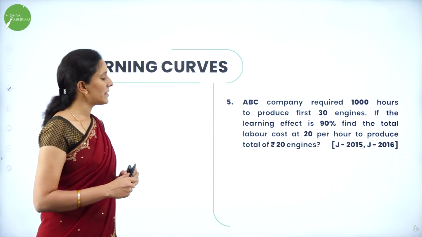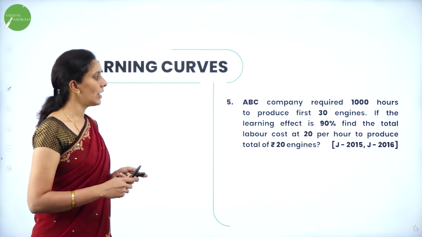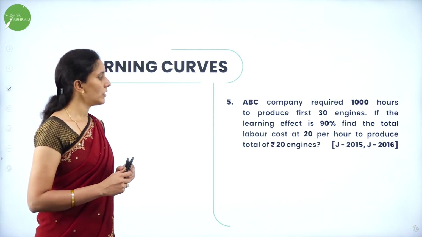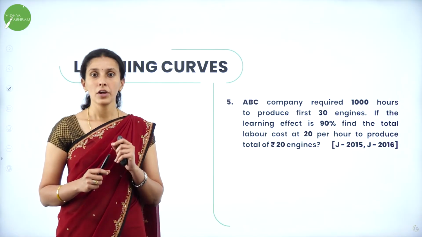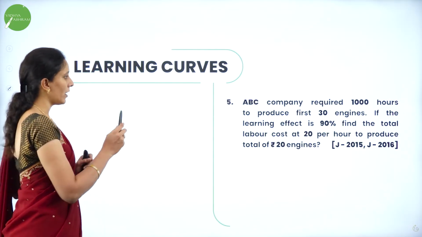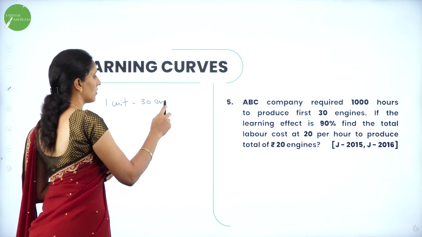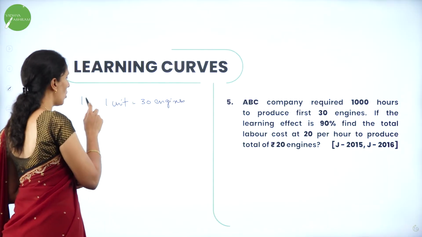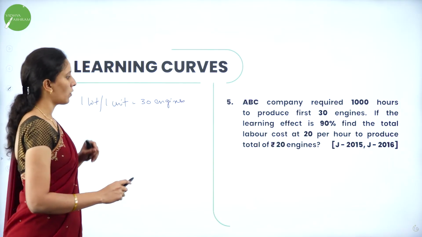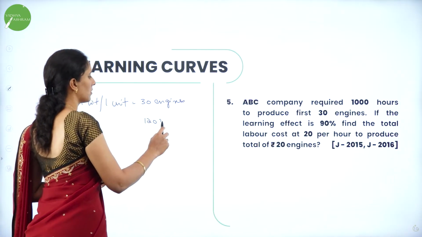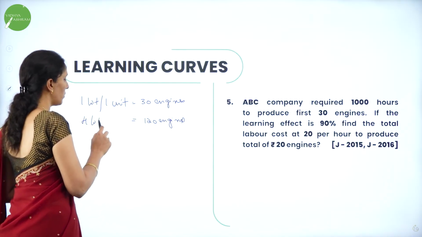Next question. ABC company required 1000 hours to produce the first 30 engines. If the learning effect is 90%, find the total labor cost at 20 per hour to produce a total of 120 engines. Now let me take 1 unit is equal to 30 engines, or sometimes I can take it as 1 lot also. Now, if 1 lot is 30 engines, for 120 engines, it will be equal to 4 lots or units.